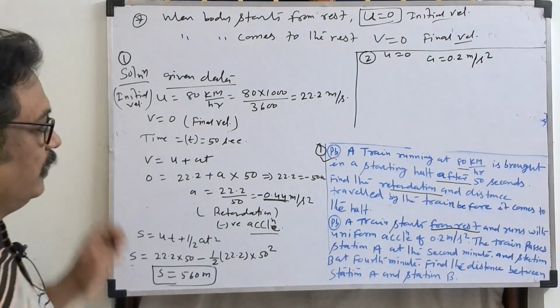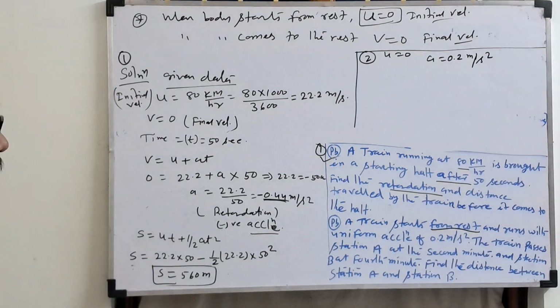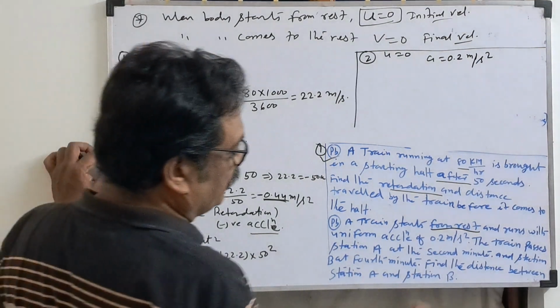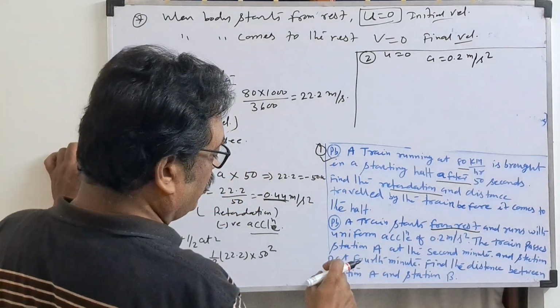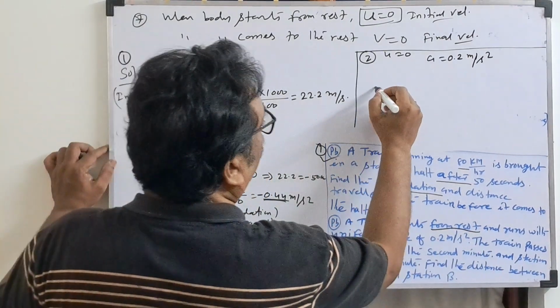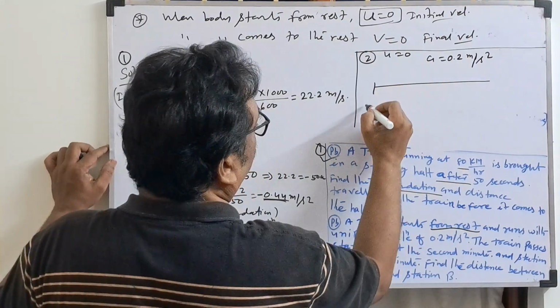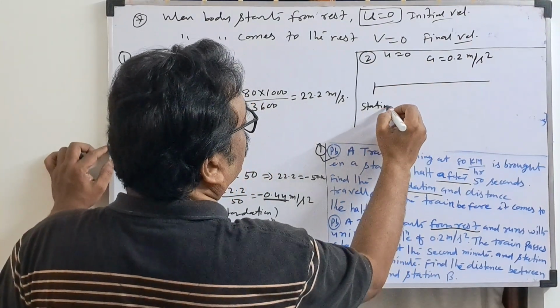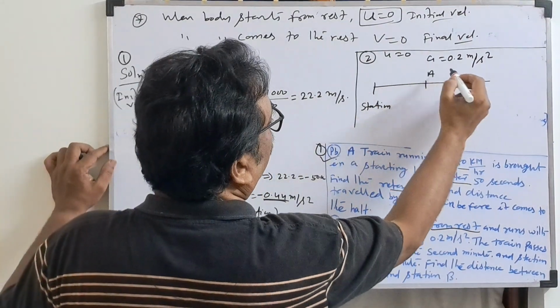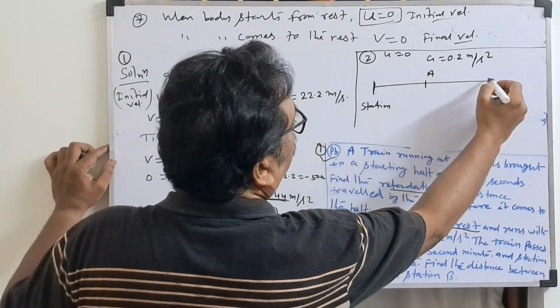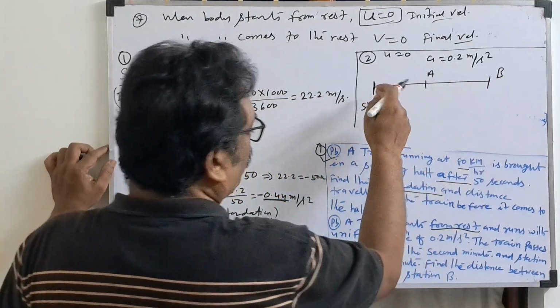The train passes a station A at second minute, that means 2 minutes, and station B at 4th minute. You see here, you understand. This is the station A, this is a halt actually. This is station B. This is one more station.